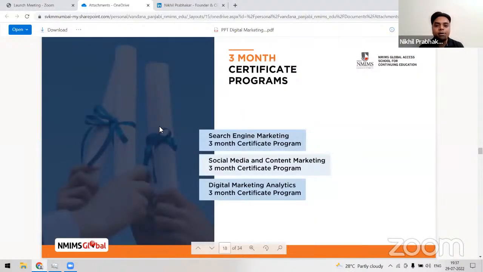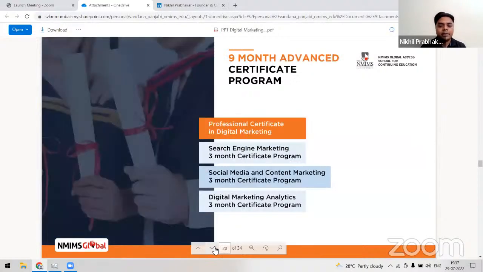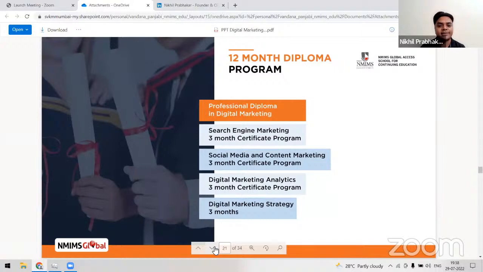Okay. If I talk about the 3-month certificate program, these are the 3 areas: search engine marketing, social, and digital marketing analytics. These are the 3 things which industry is also expecting. If you look at the 6 months, you can have any combination. So you combine as per your interest levels or something that you feel would be good for your career aspirations. If you look at the 9-month, here you're combining all the 3 programs of SEM, social, and digital marketing analytics.